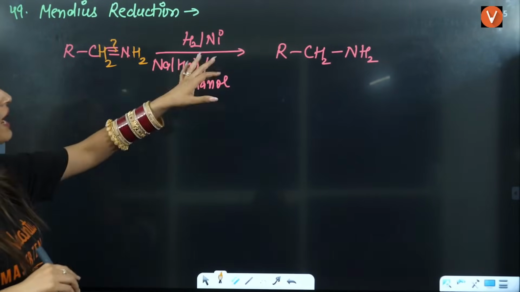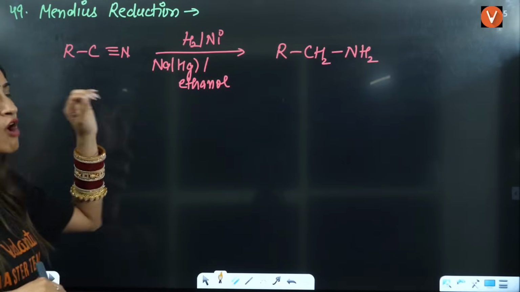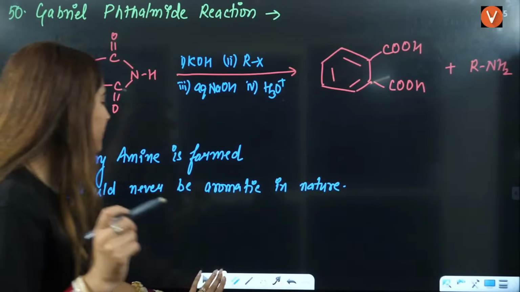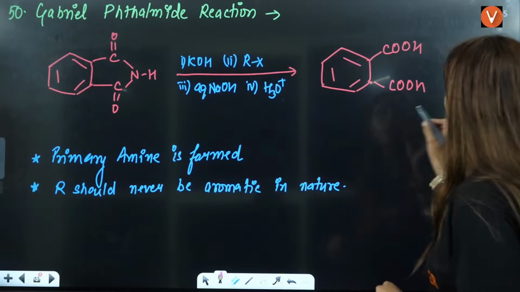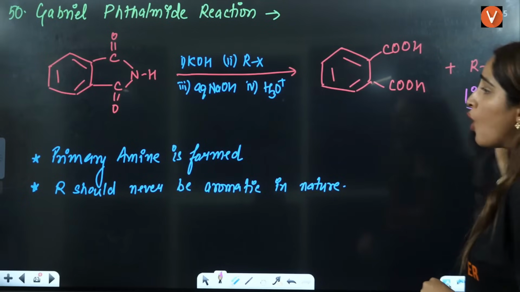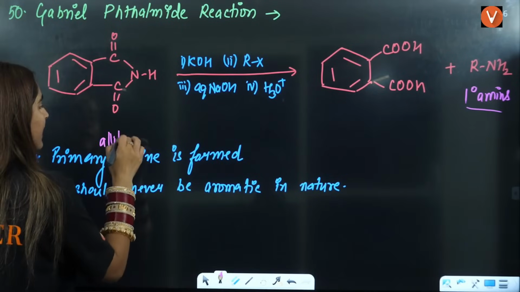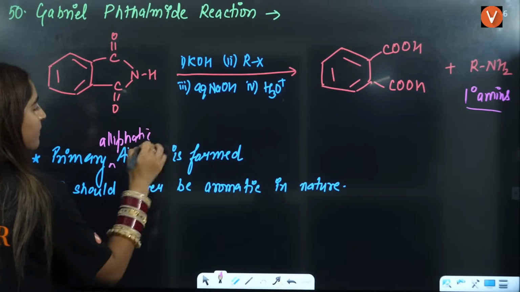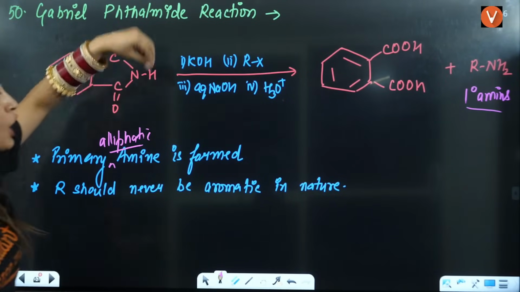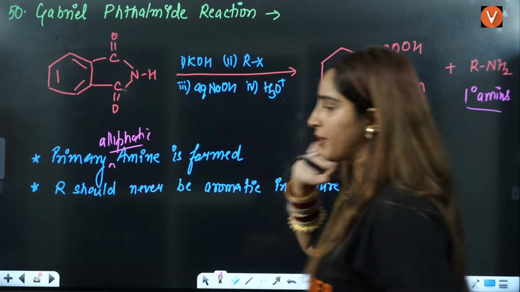That is, with the addition of H2/Ni and sodium amalgam, you can have the formation of this particular product. Gabriel phthalimide reaction is only used for the preparation of primary amines, and that too only primary aliphatic amines. Not aromatic. So what do you use? You have Gabriel phthalimide, you add KOH, then RX, then NaOH and water, and you will get the formation of this.